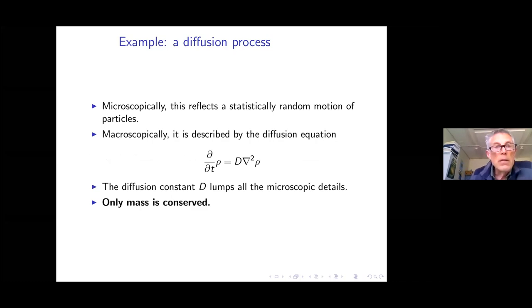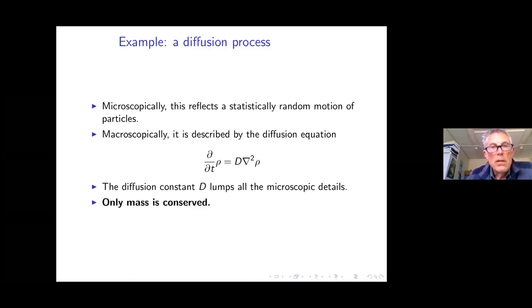So at the microscopic level, the diffusion process describes the fact that statistically particles are moving randomly. So there is some disorder somewhere, at a scale that you're not really interested in. And as a result, you can see that the particles move randomly. That's the famous Brownian motion.